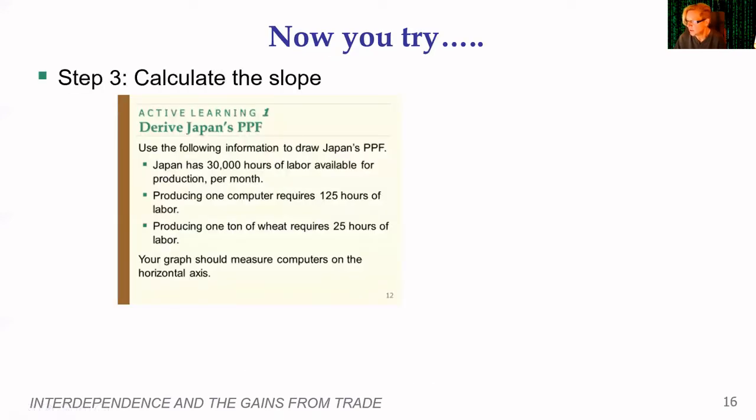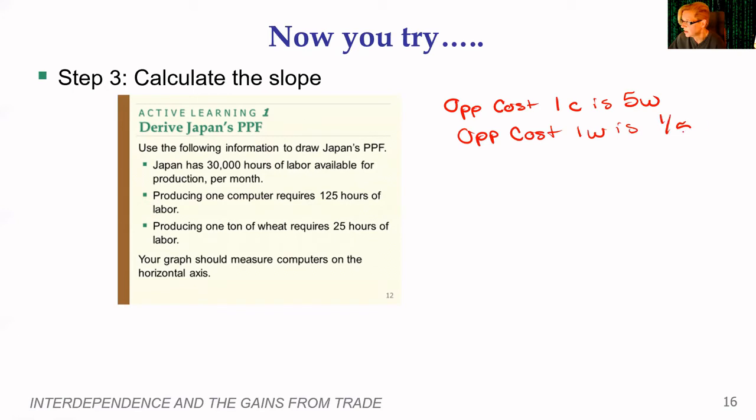All right, so we already calculated the slope. I did that on the previous one, but we ended up with the opportunity cost of 1 computer is 5 wheat. The opportunity cost of 1 wheat is 1/5 of a computer.